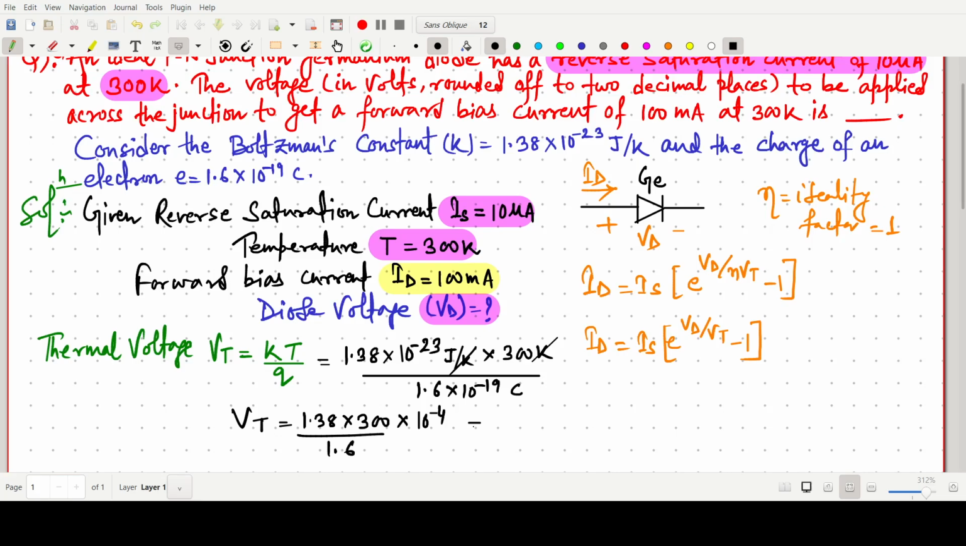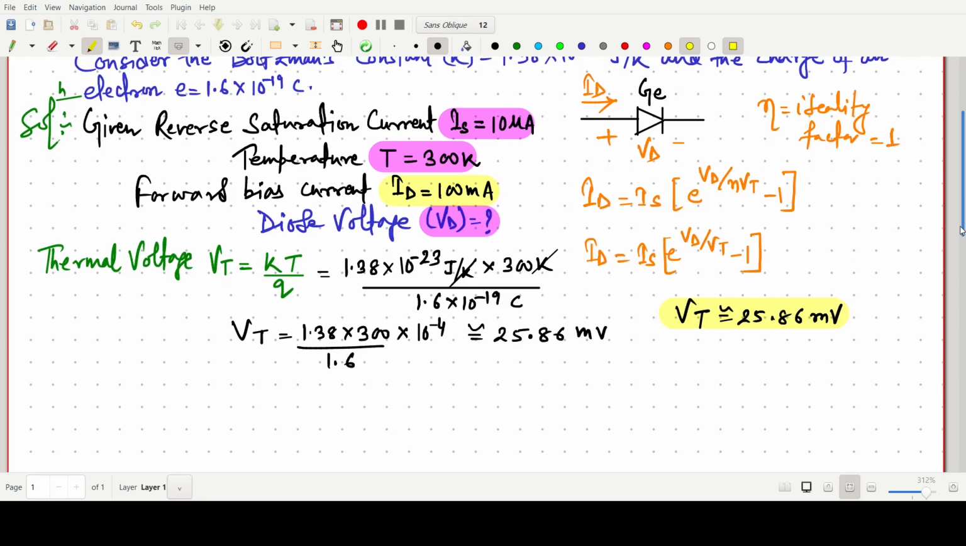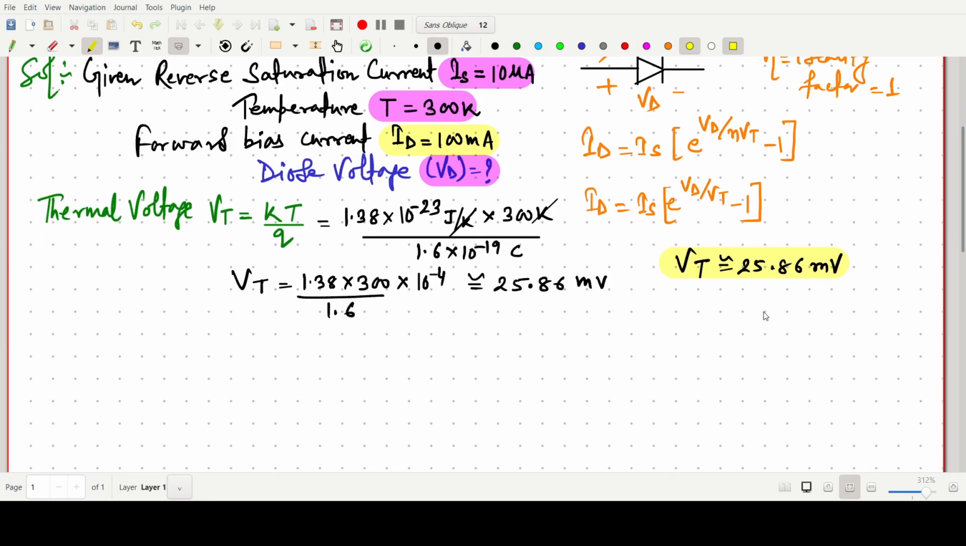So if we solve overall this term, it will come nearly 25.86 millivolt. Okay, millivolt. So Vt value, if we solve, it will come nearly 25.86 millivolt. So this one is the thermal voltage calculation. If we solve, definitely we will get it. It will come 25.86. I have already calculated, so I am directly writing.